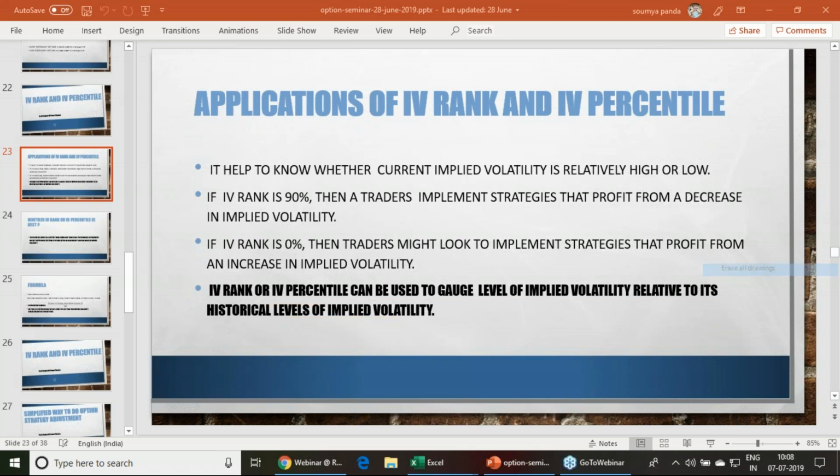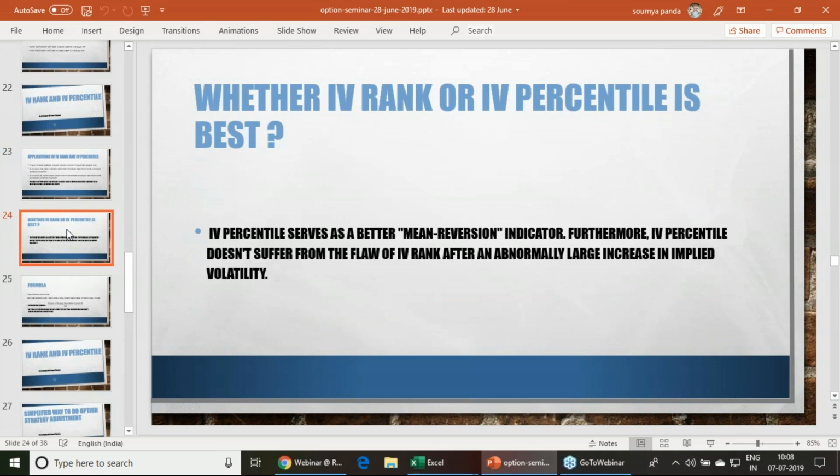So you understood it has a fantastic use. It has a fantastic use. It simplifies your studies to a great extent. So out of this, the question definitely comes: which is best, IV rank or IV percentile? IV percentile serves as a better mean reversion measure. So IV percentile is slightly better than the IV rank.